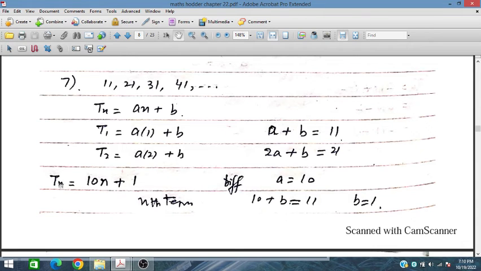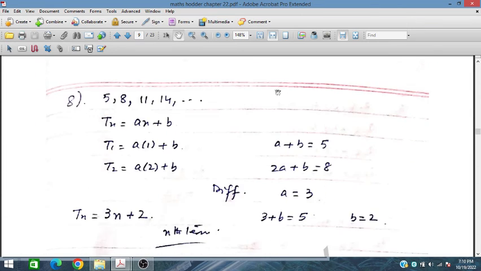Now place 1 in place of n. So the first term will be 11. For 2, 20 plus 1, 21. For 3, 31. For 4, 41. So this is the way that proves we have done it correctly.